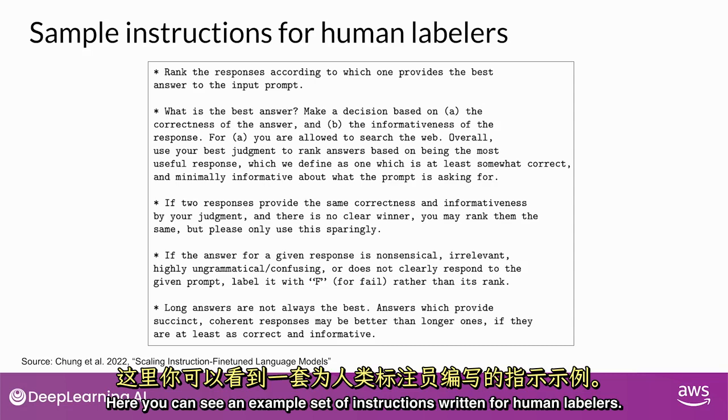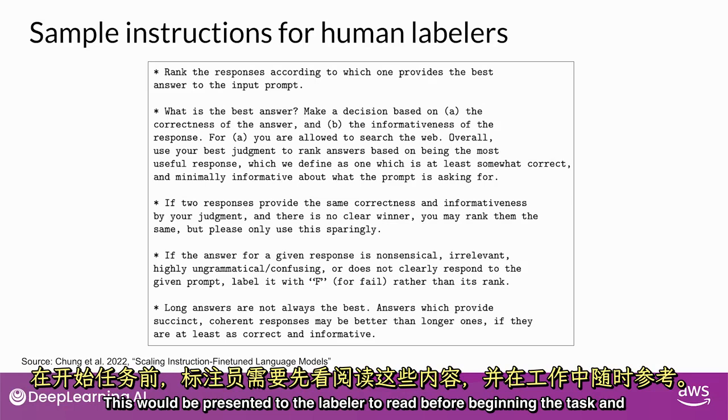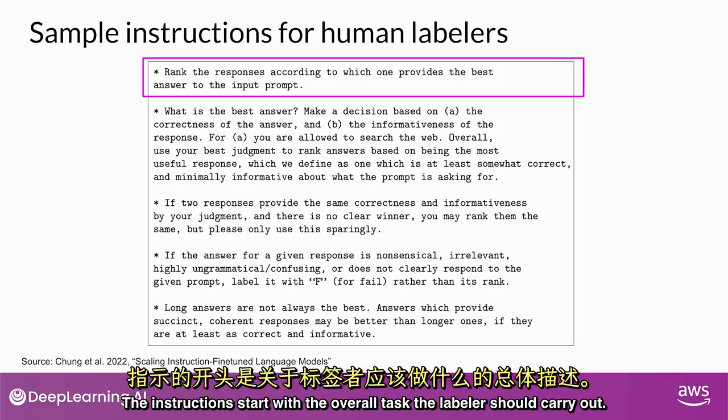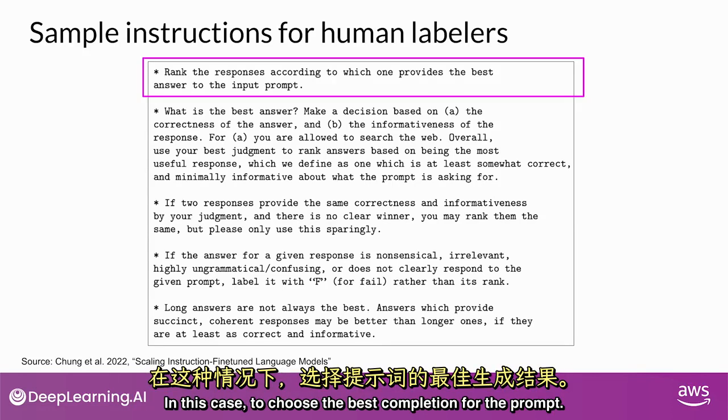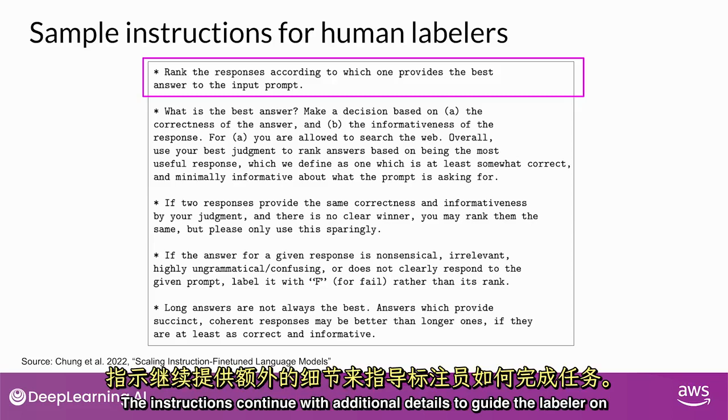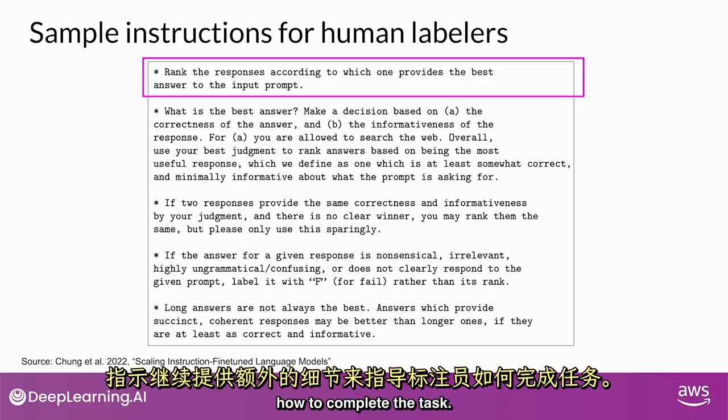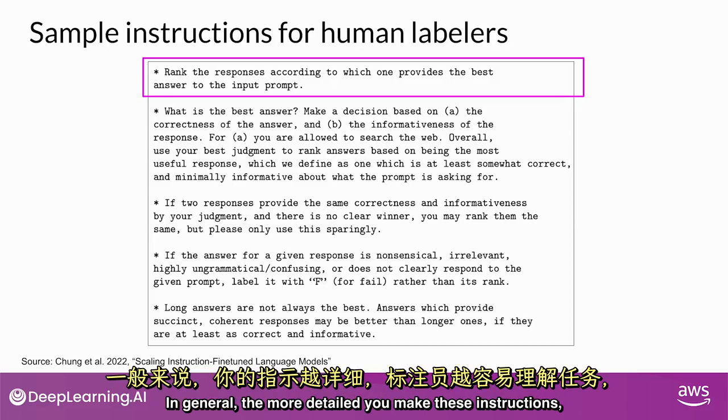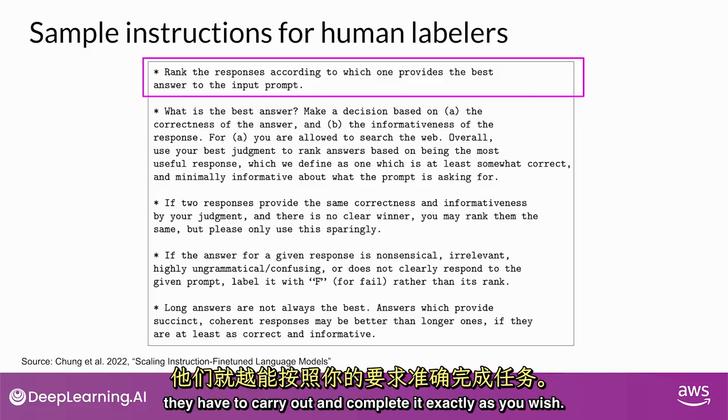Here you can see an example set of instructions written for human labelers. This would be presented to the labeler to read before beginning the task and made available to refer back to as they work through the dataset. The instructions start with the overall task the labeler should carry out, in this case to choose the best completion for the prompt. The instructions continue with additional details to guide the labeler on how to complete the task. In general, the more detailed you make these instructions, the higher the likelihood that the labelers will understand the task they have to carry out and complete it exactly as you wish.